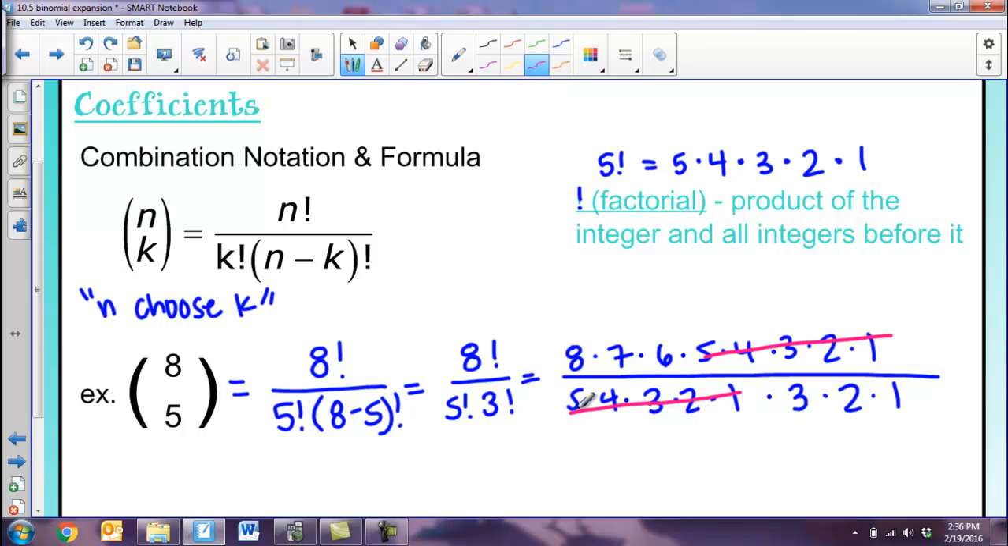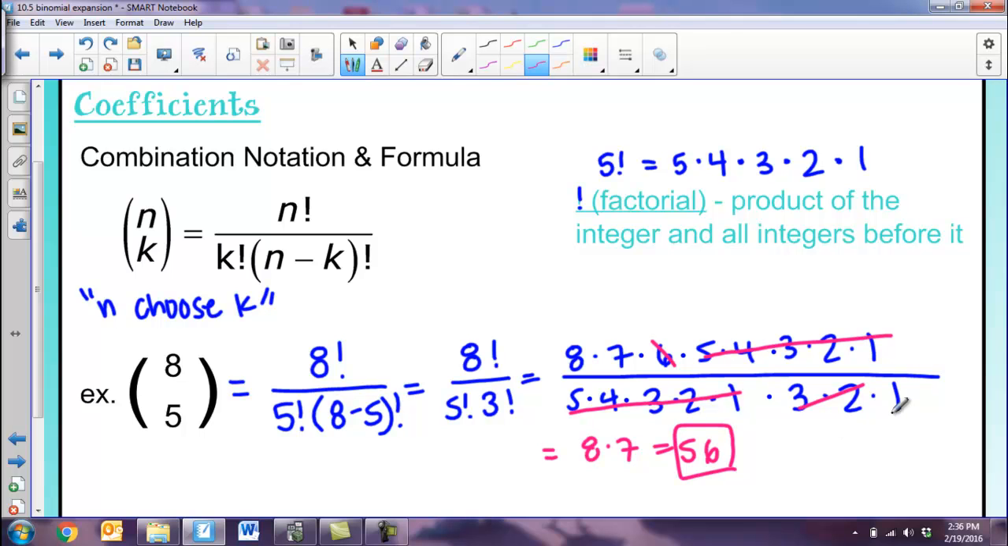So we actually have a lot of pieces that just canceled out. The 5 factorial completely canceled out. And then I can just simplify this using some math. So I know that 3 times 2 is 6, so this 6 would go away as well. So all I'd be left with is 8 times 7, which is 56. So that is how you calculate a combination by hand.